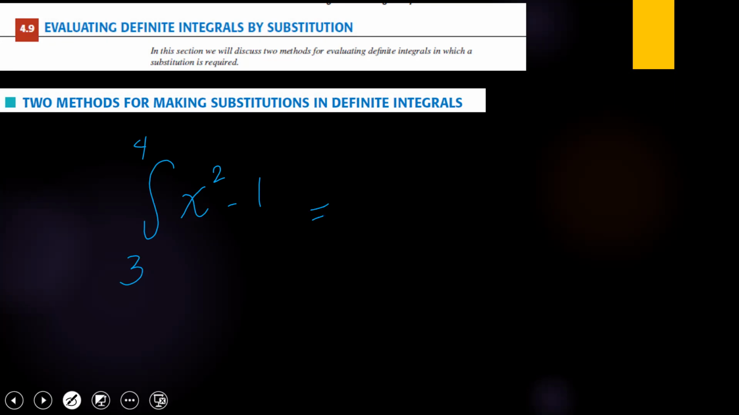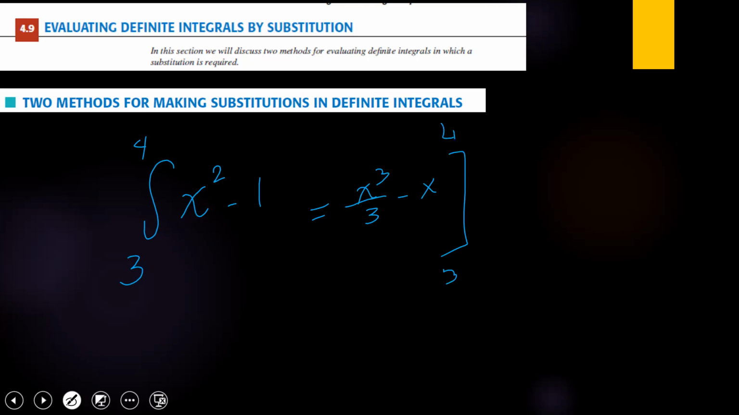Now, we solve the integral of an easier one. If I'm asking you to find the integration of x squared minus 1 from 3 to 4, it's very easy. You will first integrate, which gives x cubed over 3 minus x. Then you will evaluate from 3 to 4.